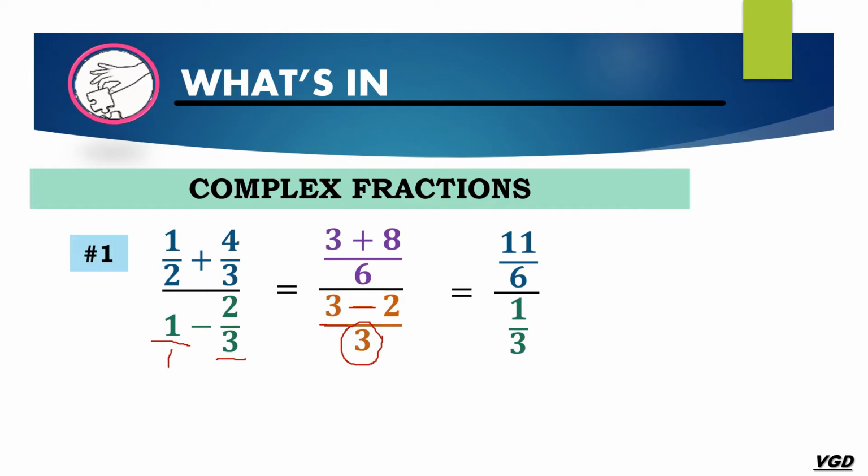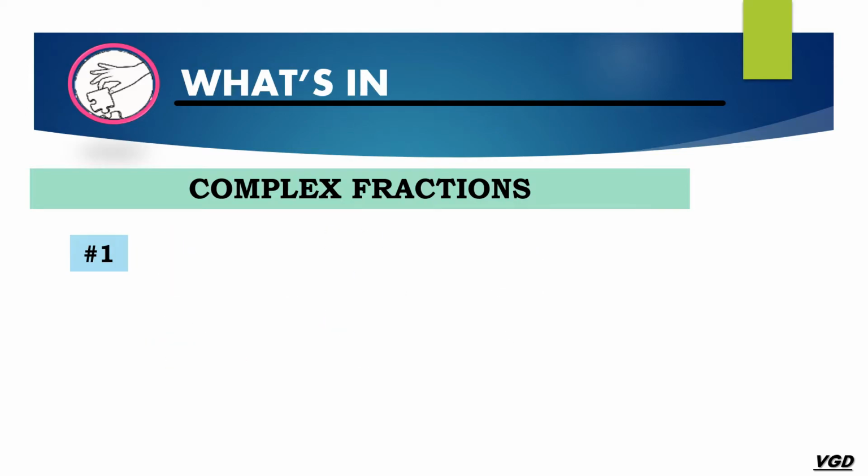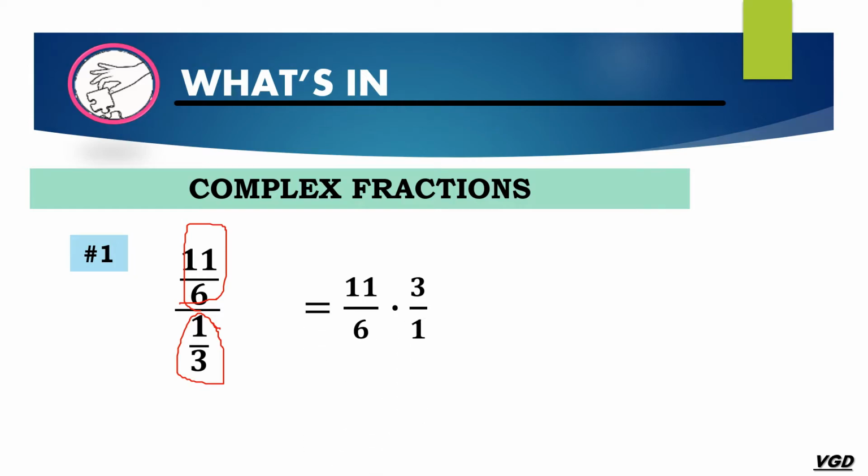So we have here 11 over 6 divided by 1 over 3. As a rule in dividing fractions, we need to multiply the first fraction, 11 over 6, by the reciprocal of the second fraction, which is 1 over 3. So we get 11 over 6 times 3 over 1, which will be equal to 11 times 3 is equal to 33, and 6 times 1 is equal to 6.